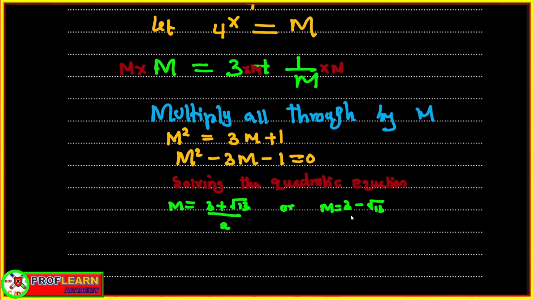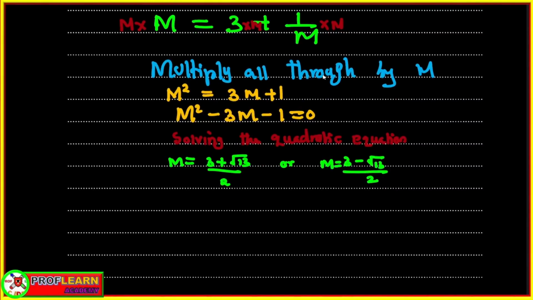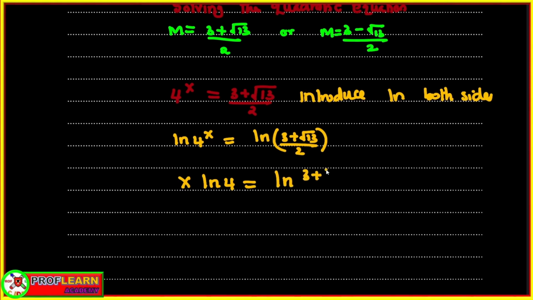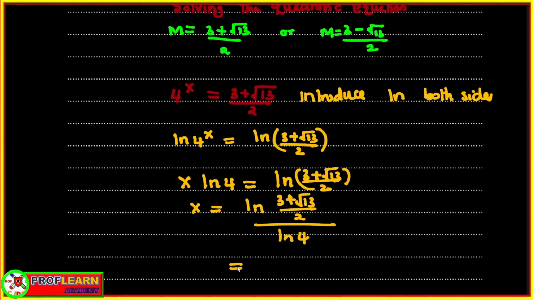and then solve that quadratic, either using the completing the square method, the quadratic formula, or factorization. But our quadratic equation cannot factorize. Now, since we had said let 4 raised to power x equal m, we can come to this point and introduce ln on both sides so that we can solve for x. Because by introducing ln, you can take x in front of the log, and then we have the ln of (3 plus root 13) over 2, then we divide by ln of 4 on both sides so that we can get our answer in this case.